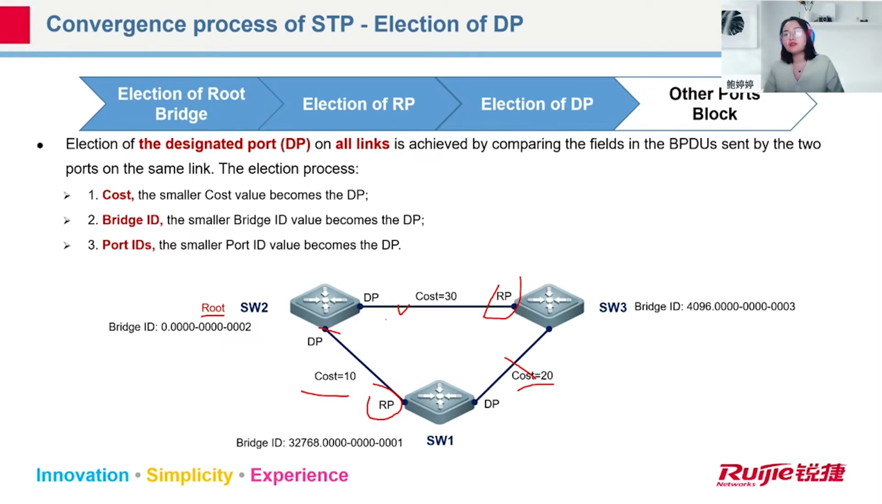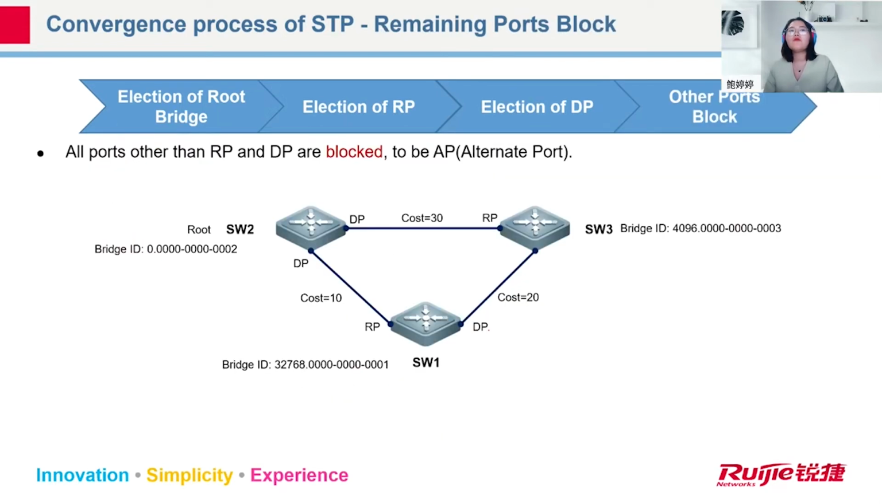So now we have defined who is the DP and who is the RP, right? Finally, all the ports that are neither DP nor RP are blocked to become the AP, the alternate port. So finally, this interface will be blocked. Blocked means this interface will not forward traffic while all the other links are working, until one link is broken. For example, if this link is broken, we enable this interface to help the devices forward traffic. So these are the 4 steps to calculate the spanning tree and finally avoid the loop.